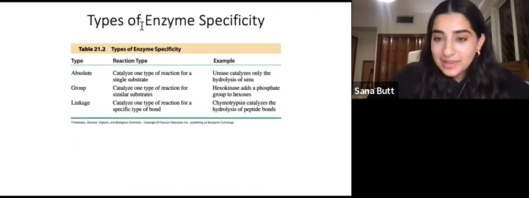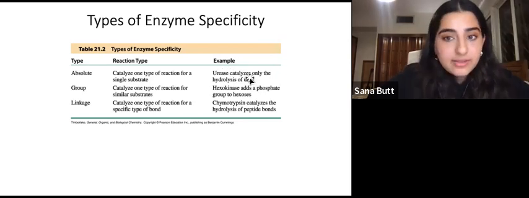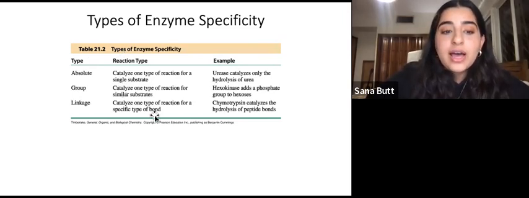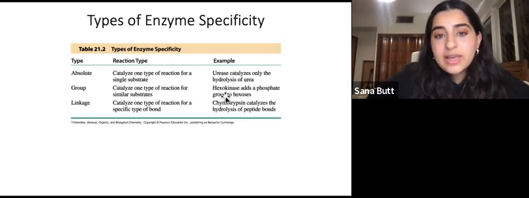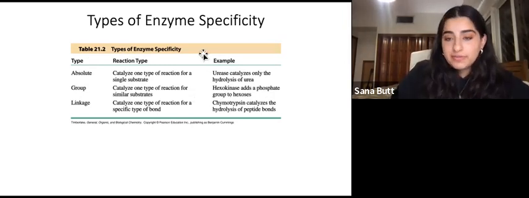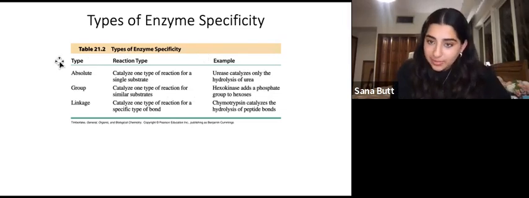So there are different types of enzyme specificity. There's absolute, there's group, and then there's linkage. For absolute specificity, the enzyme catalyzes one single substrate. For example, urease only catalyzes urea. Then you have group specificity, which catalyzes a similar group of substrates. So hexokinase adds a phosphate to hexoses. Hexoses are a group of 6 carbon sugars. So you can expect group specificity enzymes to react with an entire group of 6 carbon sugars, whereas urease is a little bit more specific, for the absolute example.